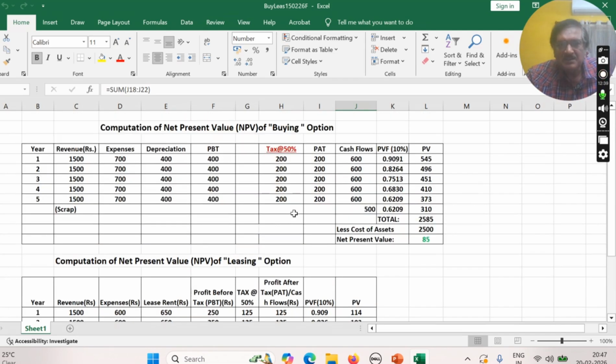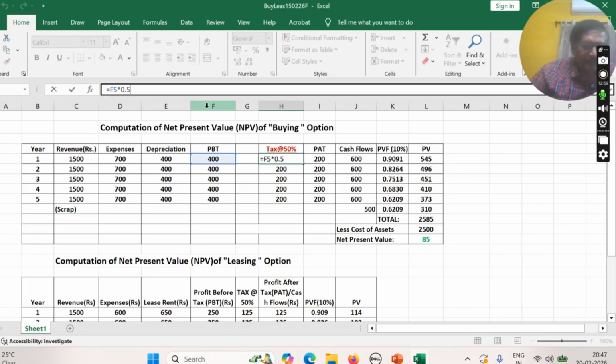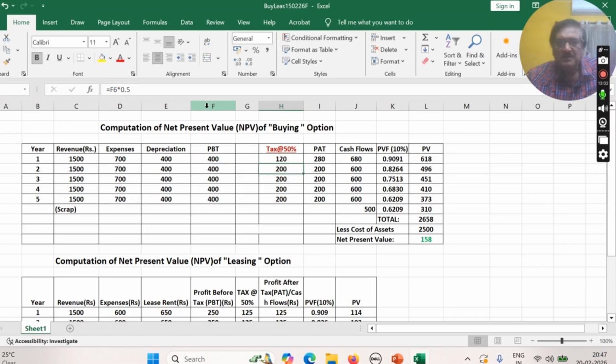One question was: if the tax rate changes, if instead of 50% it is 30%, then what will happen? What you will do, I am showing from this Excel sheet also. Everything else remains the same, only the tax percentage is being changed. That's why in place of 0.5, I am just writing 30%, and you just copy all of it. This is the tax, and accordingly profit after tax has automatically changed, and you can check because the formula is given. That's why the entire calculation has been done, and the net present value for the buying option is 384.